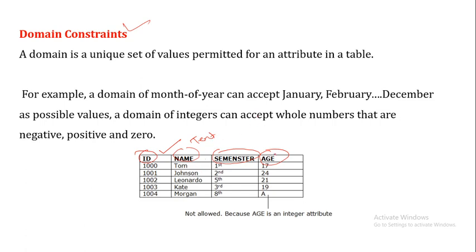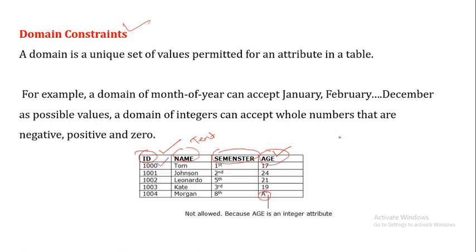Whenever we talk about age, the age should always consist of integer numbers. It should not consist of text. This is a wrong interpretation. Now ID will also always have integer numbers like this.